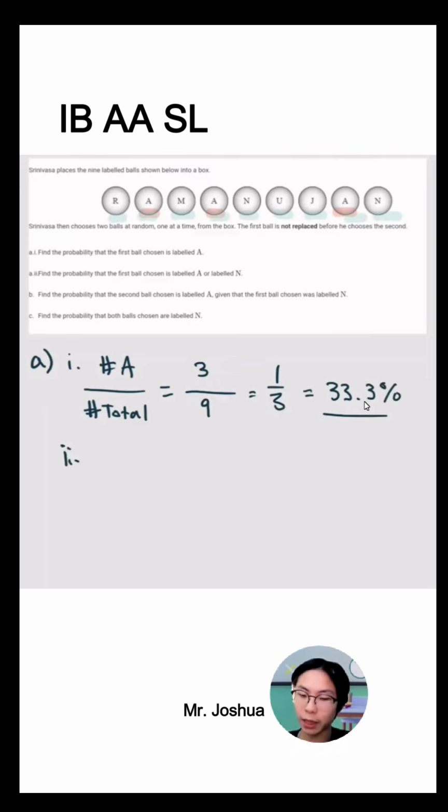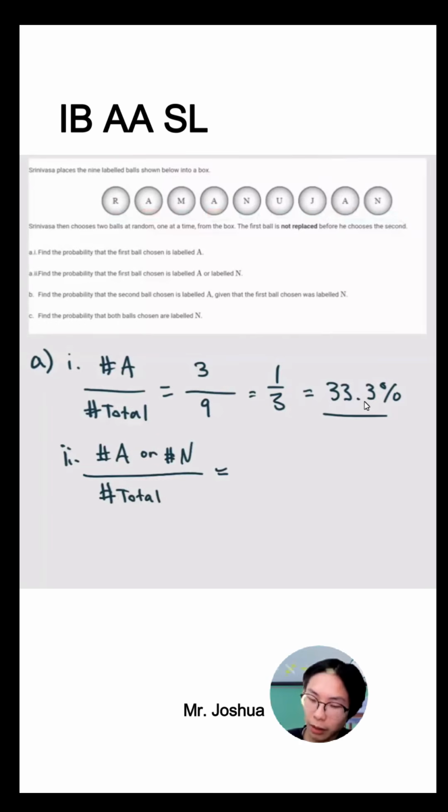Part 2 says find the probability that the first ball chosen is labeled A or labeled N. To find this, we can find the number of balls labeled A or labeled N divided by the number of total balls in the box. This is A, 1, 2, 3, or it could also be N. So that's 4, 5. In total, that's 5 balls divided by the total, which is 9 balls. This is a 55.6% chance.